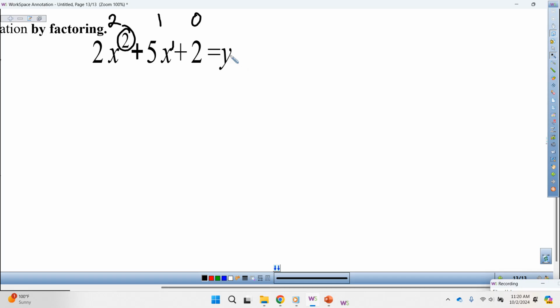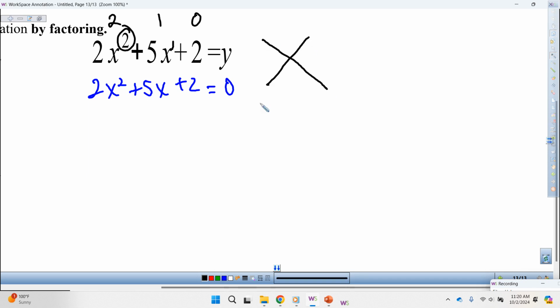The other side, it's equal to y. I don't need to worry about the other side because the second step is to set it equal to what? 0, the y equal to 0. So we got 2x squared plus 5x plus 2. Step 3, factor. What number goes on top? Well, since now we have a number here at the beginning, we need to multiply that times the constant. So my top number is 4.